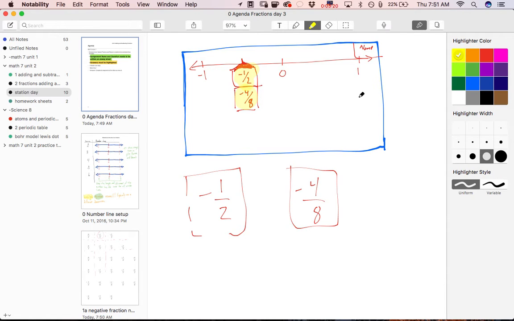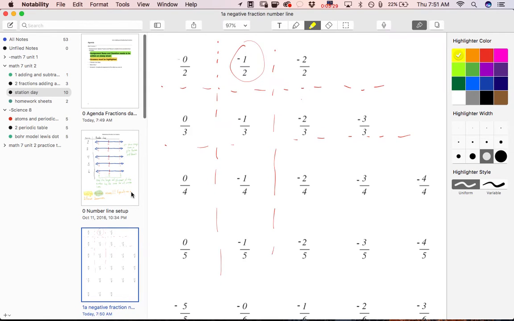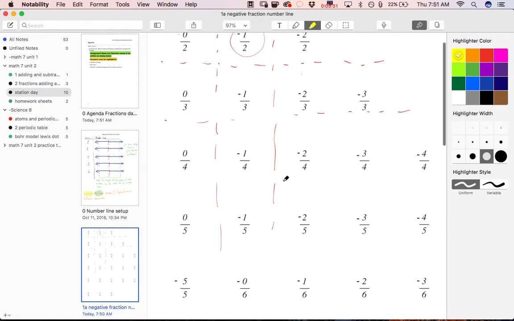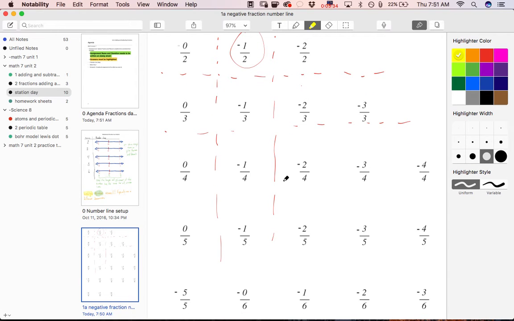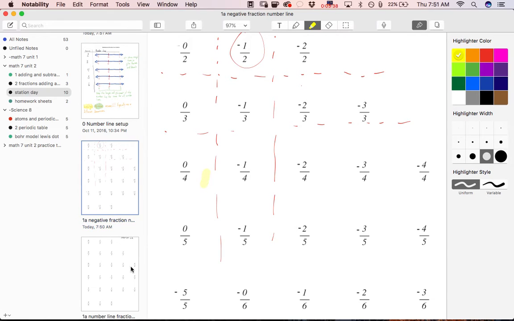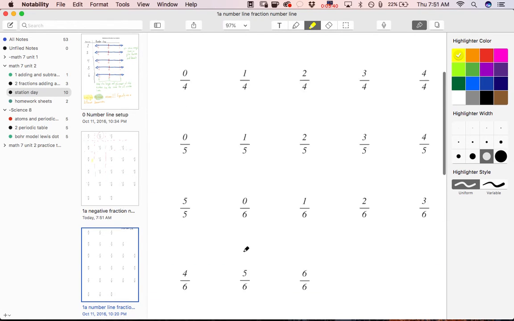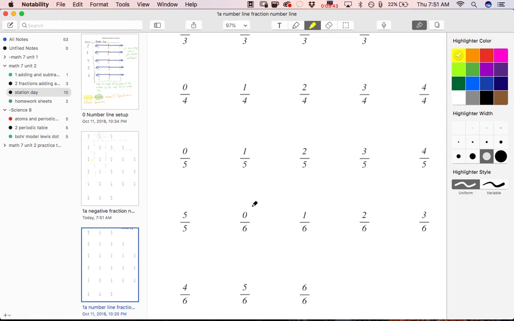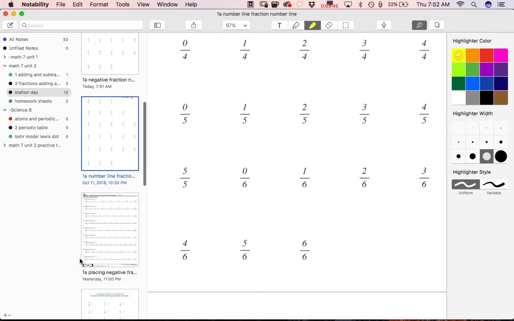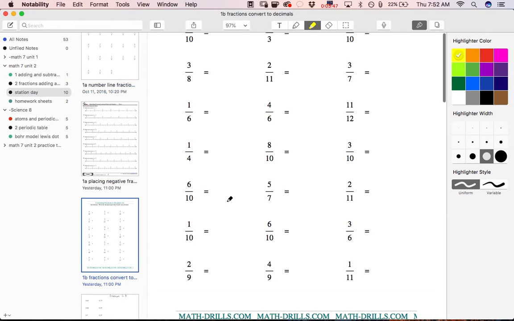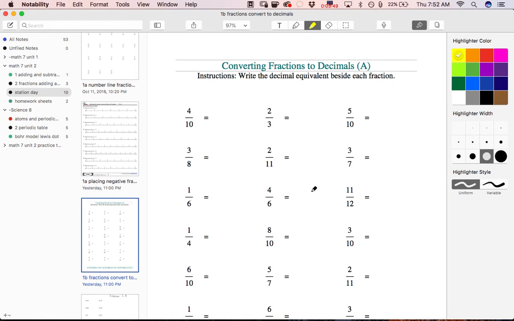Okay? So in station 0, what you are focused on is making this number line. In station 1A, so right here, what you are focused on is pasting where they go appropriately. In station 1B, 1A, this other paper, is the same thing but positive numbers. And in station 1B, what you are focused on is pasting these fractions, and so forth.